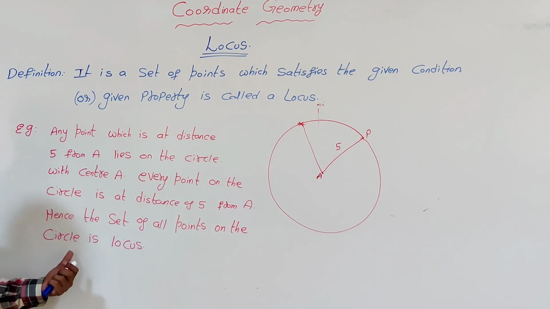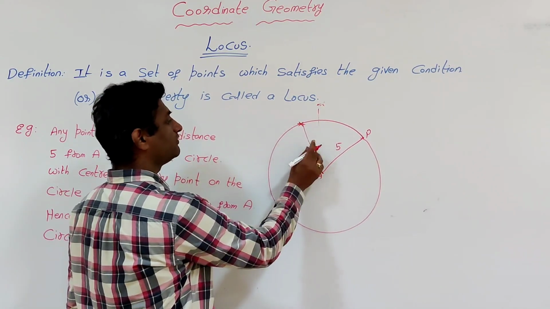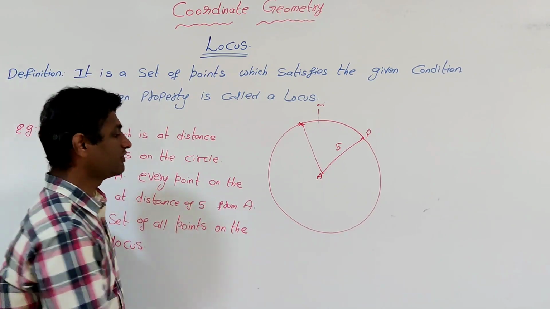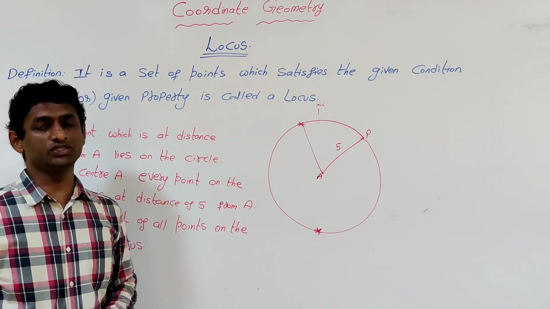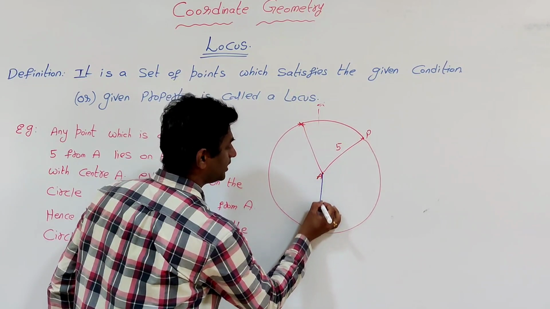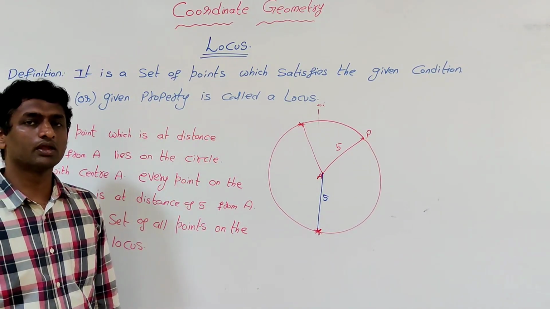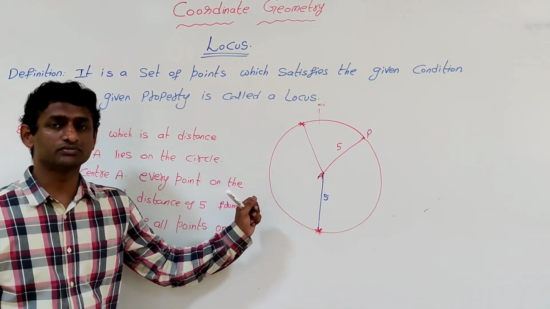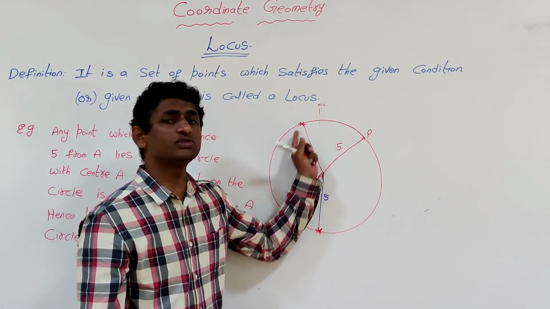Hence the set of all points on the circle is called a locus. Means any point which is at 5 units will be on the circle. The other point is, if a point is on the circle, then it satisfies the condition. What is the condition? The distance from A to this point will be the same, 5. So if a point is on the locus, it satisfies the condition, and we can represent the equation. So what is the equation of this circle?